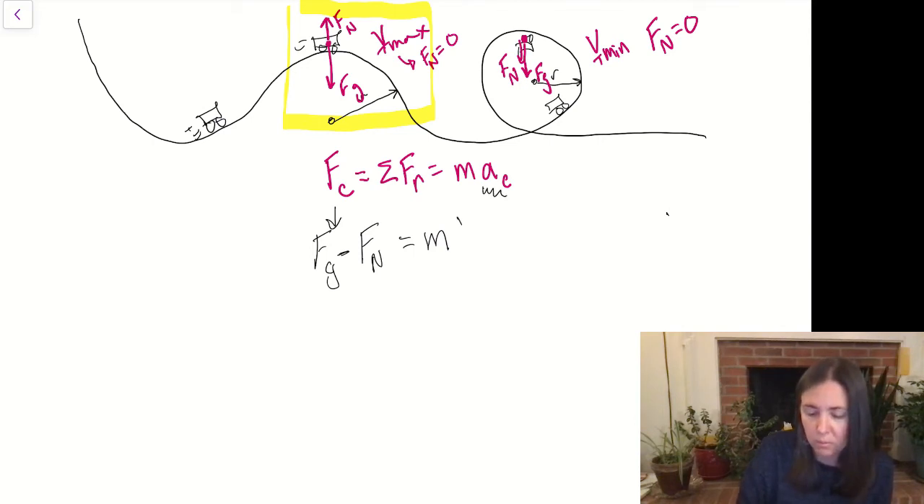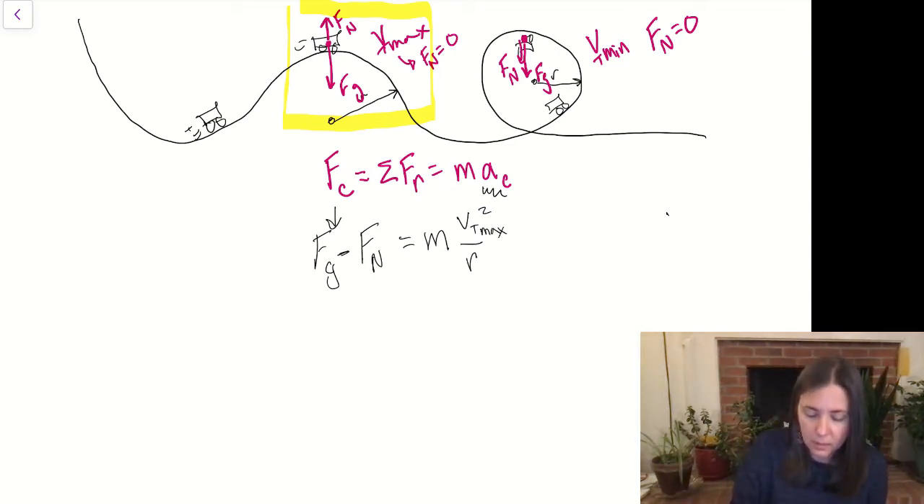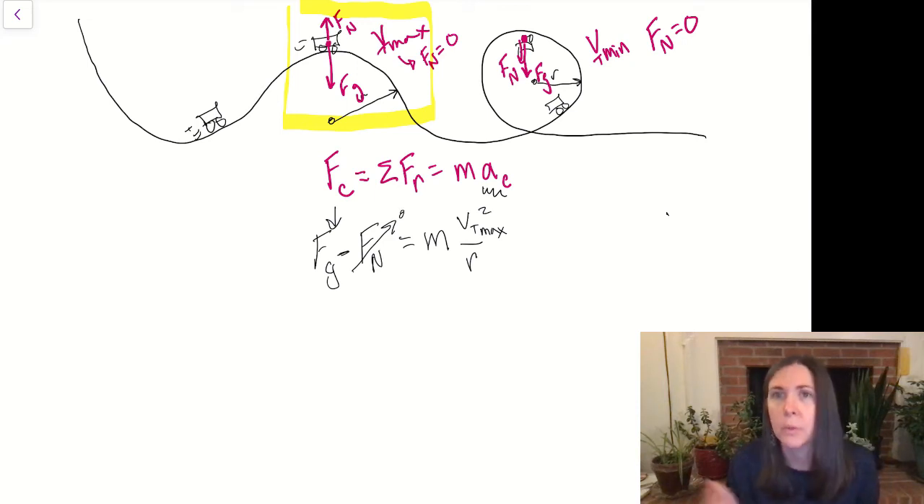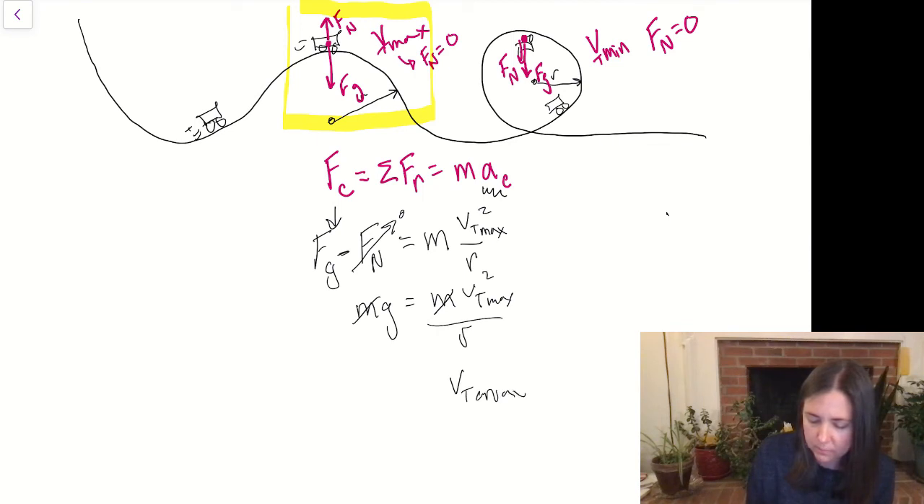Remember, this is just the tangential velocity squared over the radius. In this case, this is going to be VT max, the maximum speed that the car can go over the hill. That maximum speed sends the normal force to 0, because we don't want it to be launched off the surface. So the force of gravity, mass times gravitational field strength, equals m times tangential velocity maximum squared over the radius. Our masses cancel, so that maximum tangential velocity, VT max, is the square root of gravitational field strength times r.